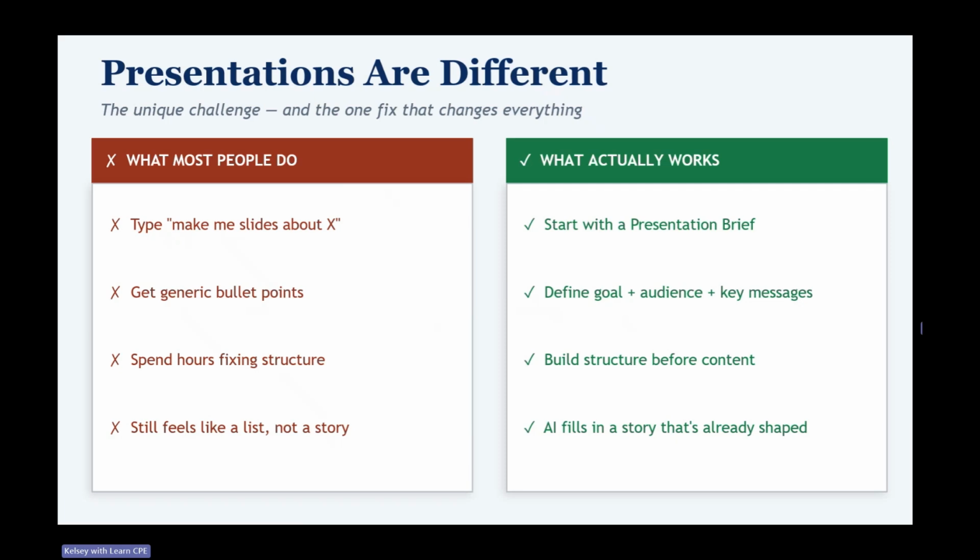So we don't want to be like the ones on the left, what most people do. We don't want anything generic, and we don't want anyone spending hours fixing a structure or just having a list. Nobody likes any presentation that feels like that. So what we're going to do is start with a really strong brief. We're going to define our goals, audiences, and key messages, and make it really structured before we do anything else. And then AI is able to fill in that story that you've really led it to.